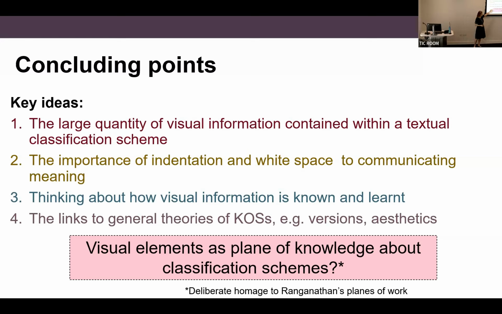This leads me to my conclusion, which is that I think we can start thinking about visual elements as being a whole plane of knowledge about classification schemes in their own right. I'm deliberately paying homage to Ranganathan's planes work here, if anyone's familiar with it, which has three planes, including the notational plane. I think we could argue that there is a visual plane as well. Ultimately, classification schemes have visualization, even textual bibliographic classification schemes, which just consider text. It is important, and I don't think we have truly looked at it and analysed it so far. If we want to really understand either a specific classification scheme, such as Dewey or Library of Congress Classification, or the theory of classification schemes, then I think we also need to start looking at some of this visualization.